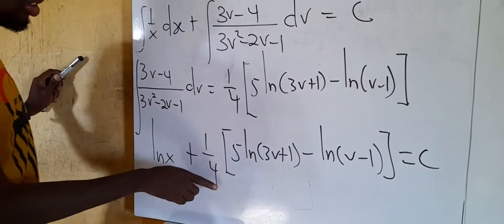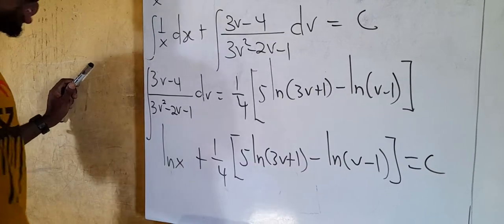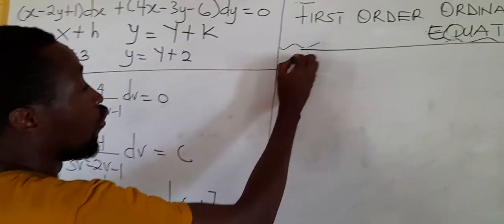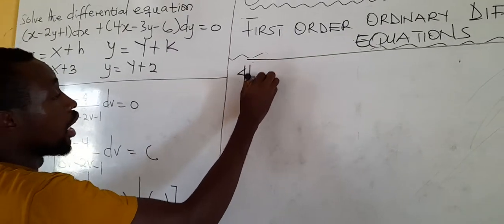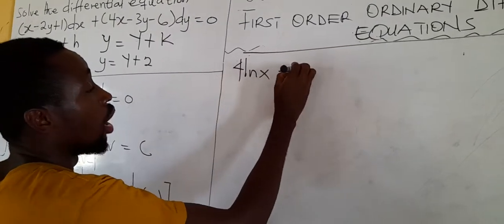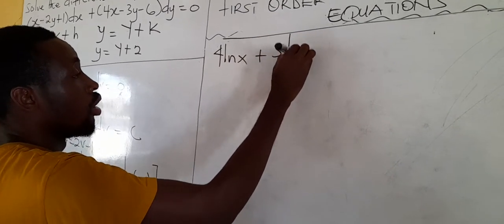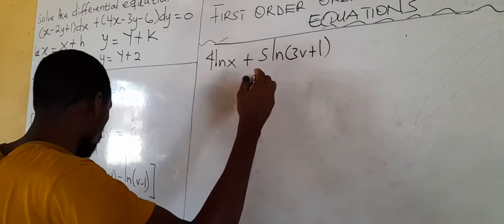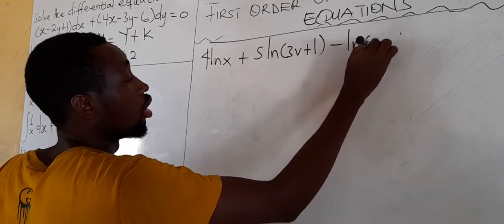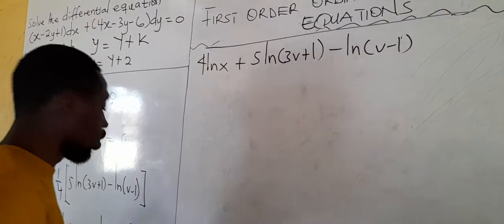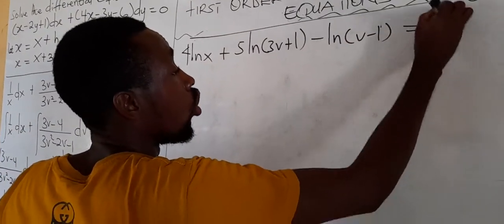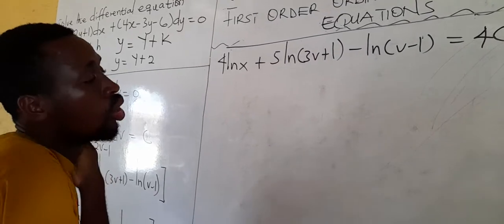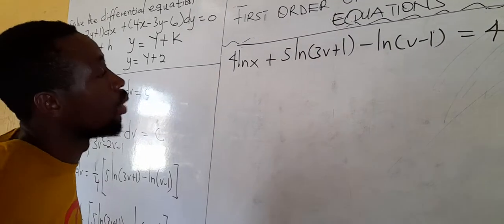So what's the next thing? We distribute these 4 across them. We multiply through by 4. So we have 4 ln s plus 5 ln 3v plus 1 minus ln v minus 1 equal to 4c. If 4 multiplies through. So this is our system that we have.